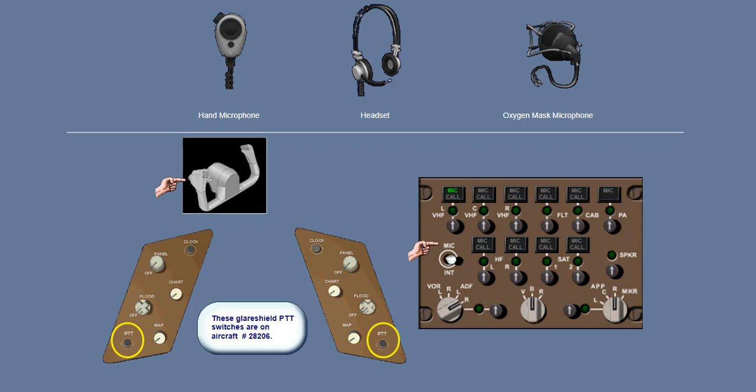To transmit over a radio, push the desired transmitter selector and then key a microphone. The handheld mic is keyed by the use of the push-to-talk switch. If you're wearing a headset or oxygen mask, you can key the mic using switches shown here.